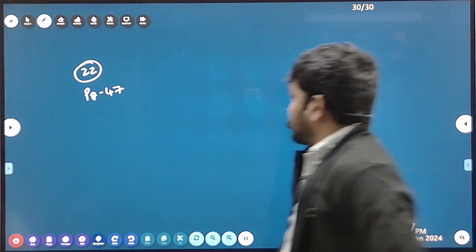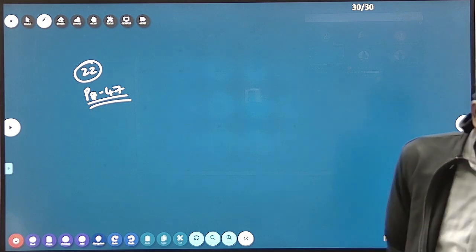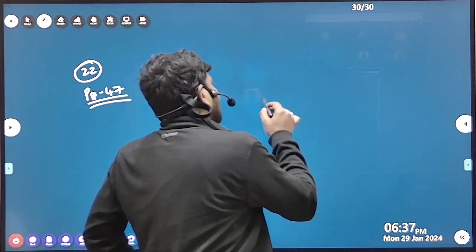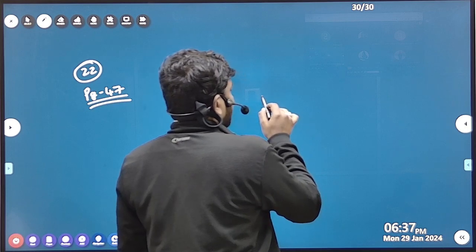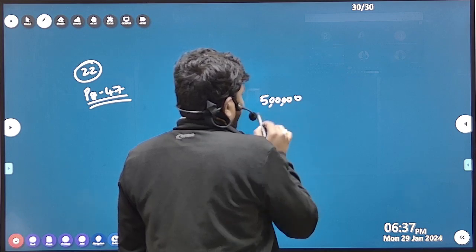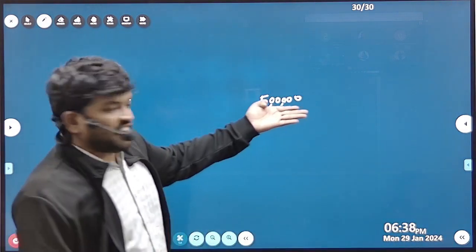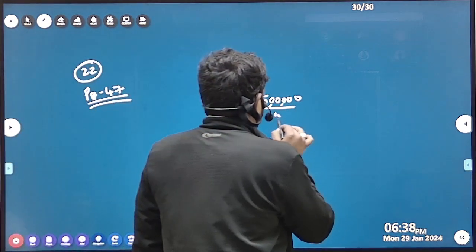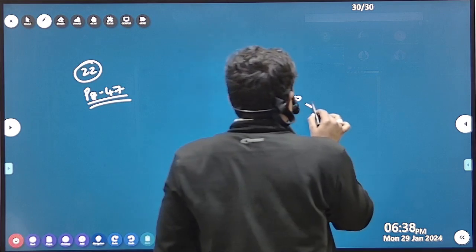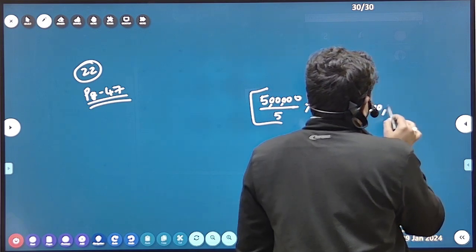What is the ratio of rights issue? How are they offering? For every 5 shares, they are offering 2 shares. What are the existing shares? 5 lakhs. For every 5 shares held, they are offering 2 shares. So 5 lakhs divided by 5 is 1 lakh. For 1 lakh, they are offering 2 shares each. How many total shares are they offering? 2 lakh shares. Very good. 2 lakh shares they are issuing as rights issue.